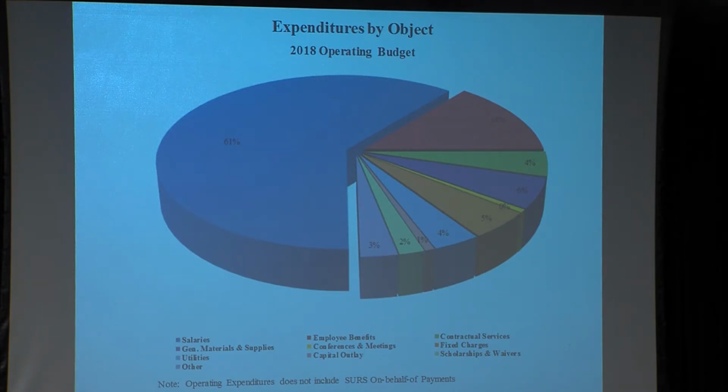So just to kind of give you an idea of where the expenditures are. In this graph, this is our 2018 budget, and so this will be approved. The final budget hopefully will be approved by the board tomorrow. But this chart and those percentages really doesn't change year to year. It's pretty much 75% is salary and benefits.